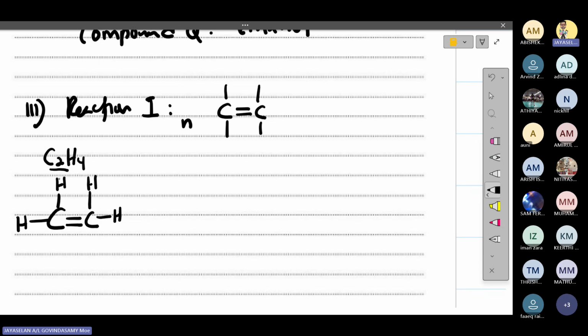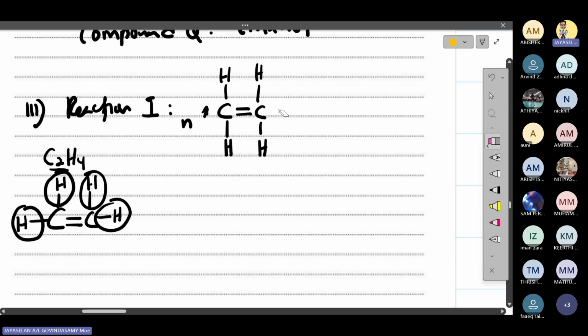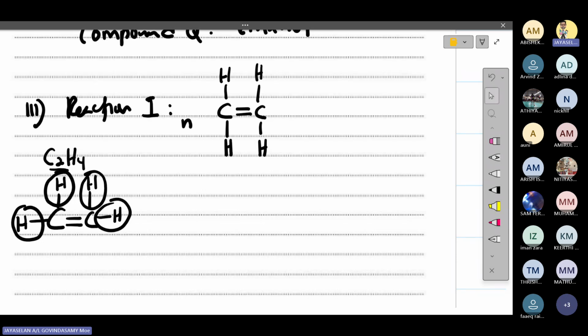Okay, got it? Now this H I put at the top. This H I put at the bottom. This H I put at the top. This H I bring down. Make sure the side here is empty, because one more monomer will come and combine together.